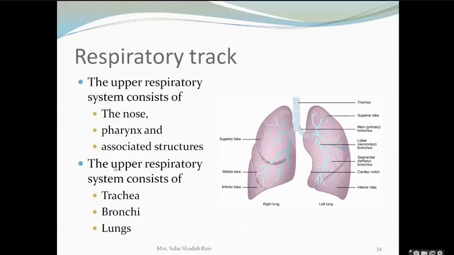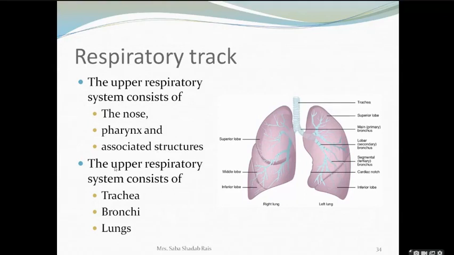So all these things which are trying to enter, to avoid their entry inside the lungs, are trapped in the mucus, and the goblet cells present in the trachea have cilia. So their ciliary action expels outside whatever has been trapped in the mucus.